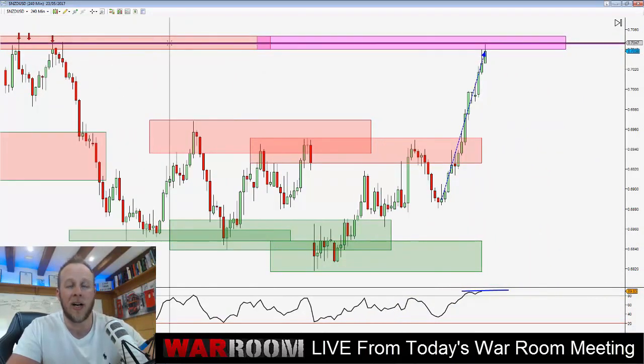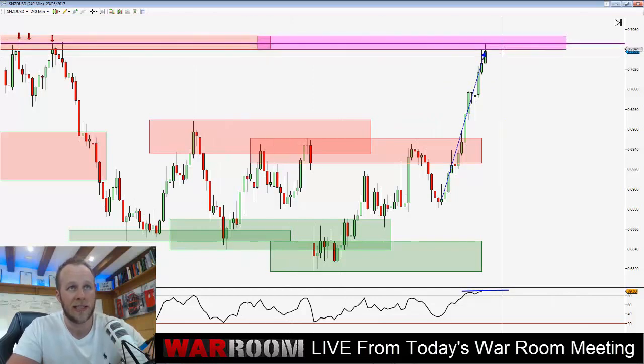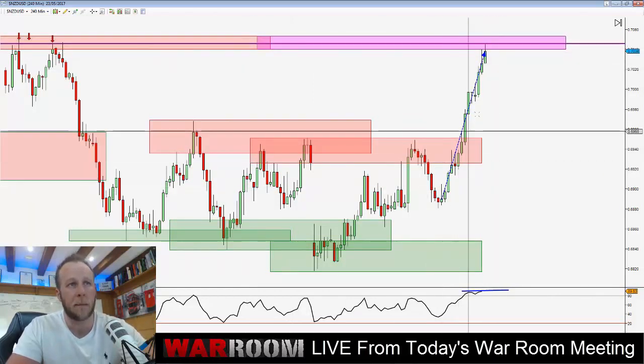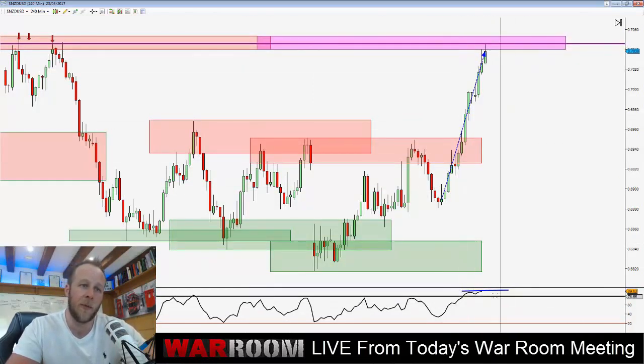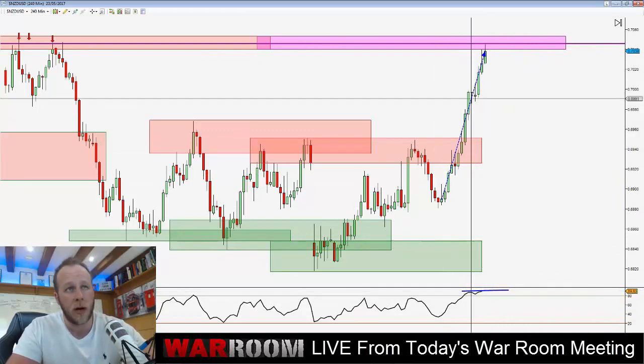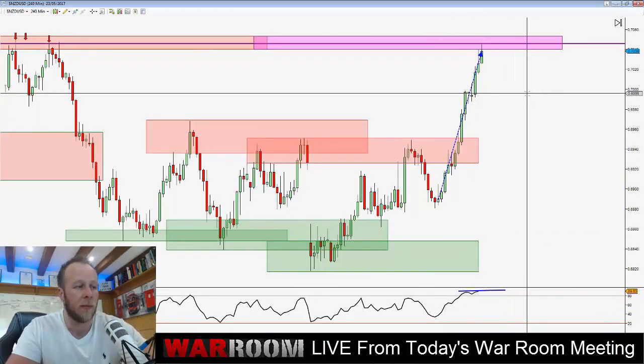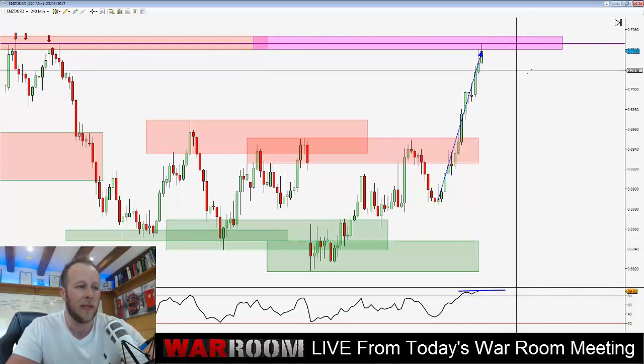This is the daily DSR level on the 4-hour time frame. You can see we're approaching that level again. We've had a big bullish momentum move. We've got RSI overbought. Market should start to run out of steam. What do you think I'm going to be looking for at this level?